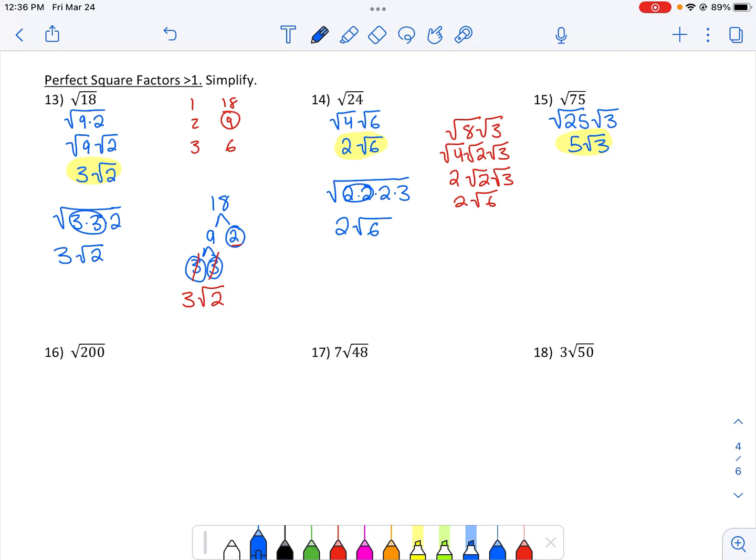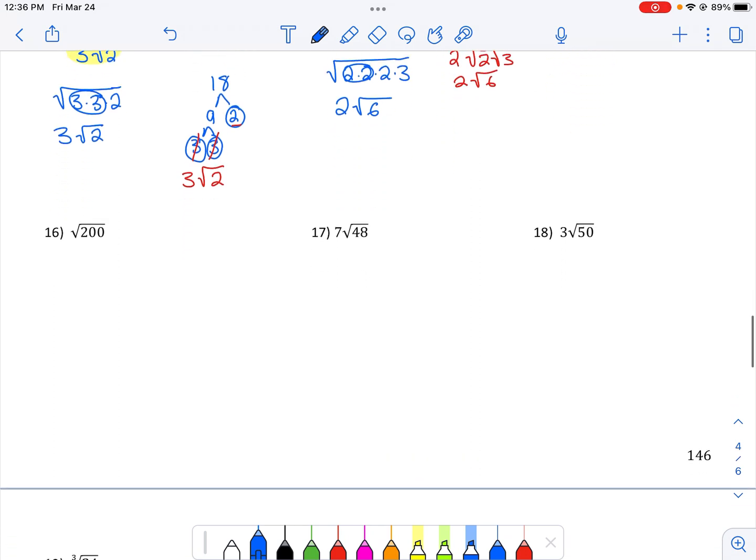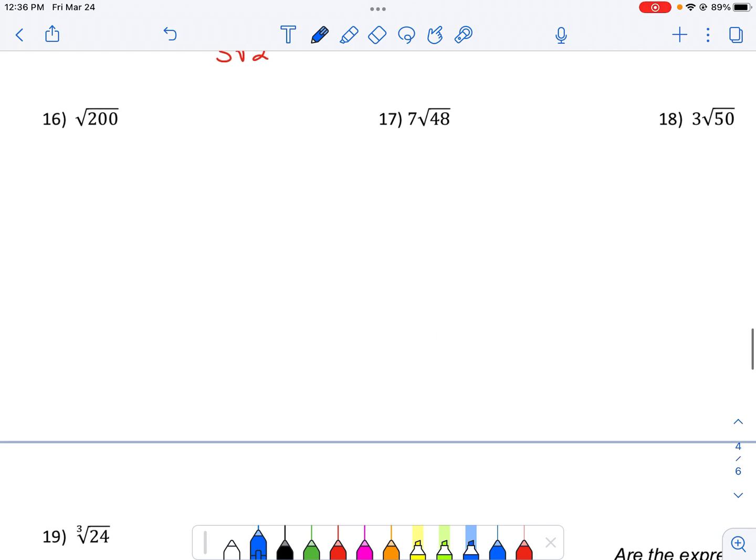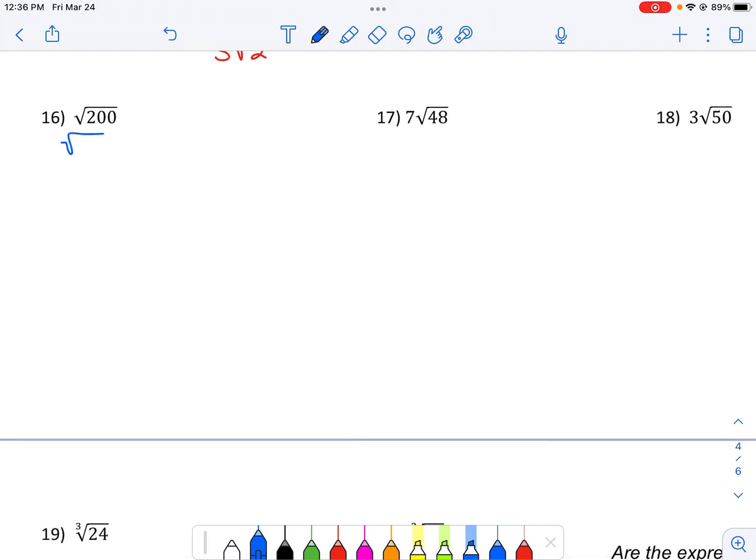Square root of 200. All right, so 200. 100 is a perfect square factor of that. Love that. Times root 2. So 10 root 2. Right here.